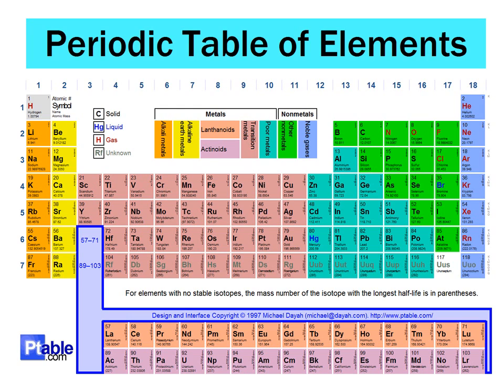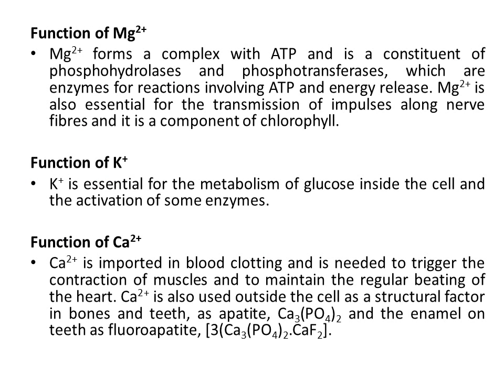So again, just reminding ourselves of group 1 here in the periodic table and group 2 here in the periodic table, and we're looking at these cations here of the various elements. So a magnesium 2+ forms a complex with ATP and is a constituent of phosphohydrolases and phosphotransferases, which are enzymes for reactions involving ATP and energy release. So magnesium is also essential for the transmission of impulses along nerve fibers and is a component of chlorophyll.